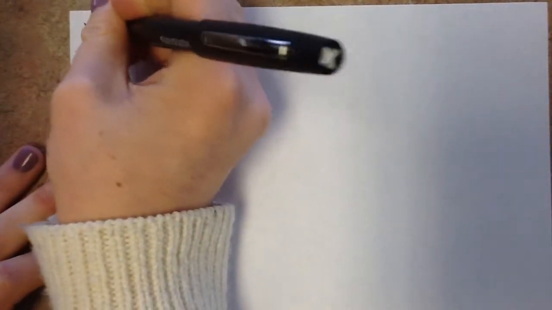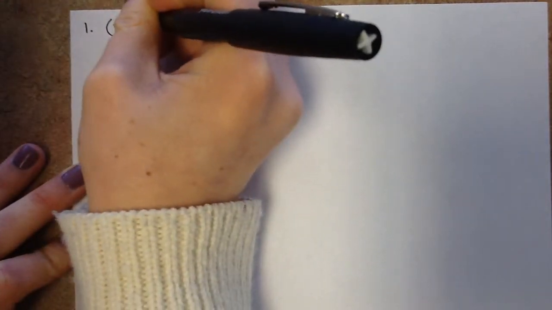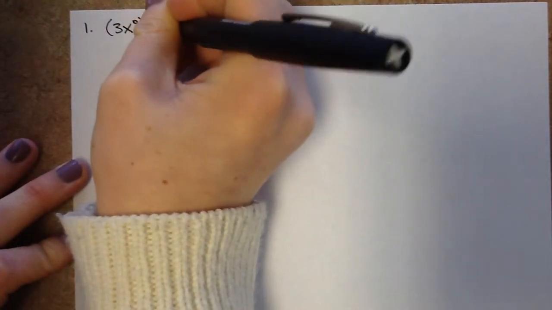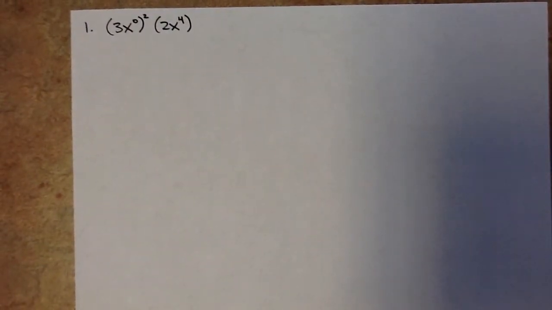Last chapter, chapter 5. So this first one is like a simplifying exponent rule sort of question. So we've got 3x to the 0, and then that's squared, and then times 2x to the 4th. All right, so the first thing you need to do is square everything in the first term. So you kind of distribute it.